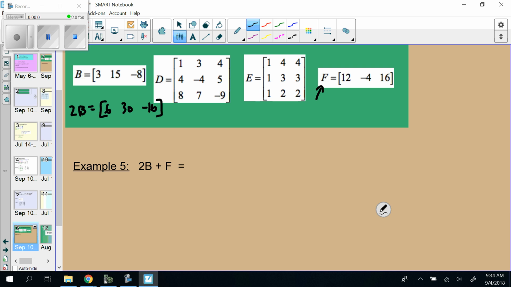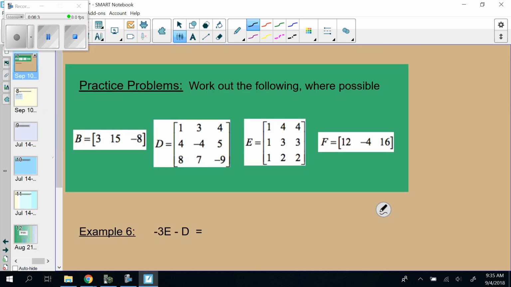So now let's add those together. Adding together both 2B and F gives us a resulting matrix. So 6 plus 12 would be 18. 30 plus -4 is 26, and -16 plus 16 would give us 0, and so that would be the answer there.